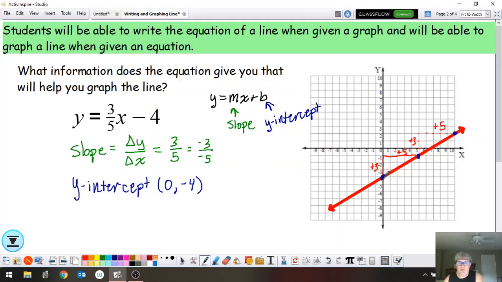So using this line, I'm going to show you that if we had done a vertical change of down 3, left 5, we would have found yet another point on our line. So sometimes we need to think backwards when graphing if we don't have room on our graph. Most of the time, I think we can just generally think left to right, but sometimes we do have to think backwards, down and left.